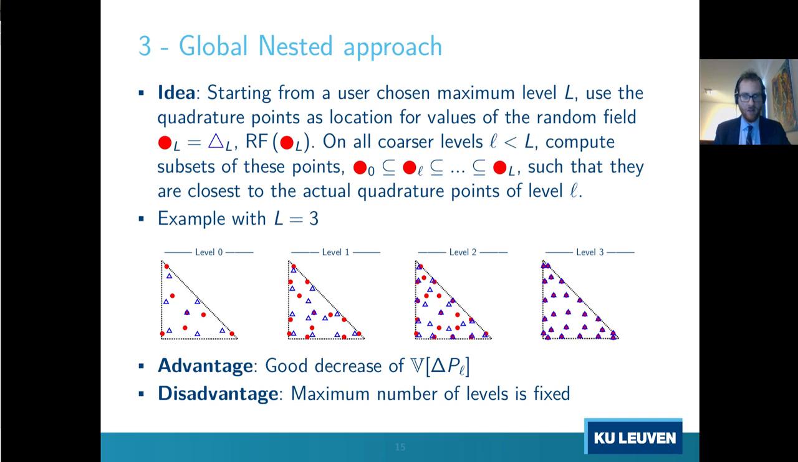That's the idea. The advantage is that this will lead to a good decrease of the variance of your differences, but your maximum number of levels is fixed. So you cannot easily add another level if you need one. If you have 3 levels maximum and you need a 4th, you cannot reuse the previously computed samples and information because you will use different points, so the adaptability for extra levels is not there. An idea would be to choose a high enough level so you don't run into this problem.